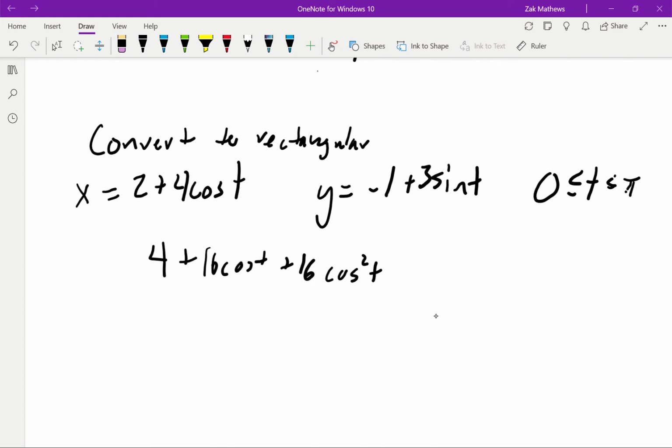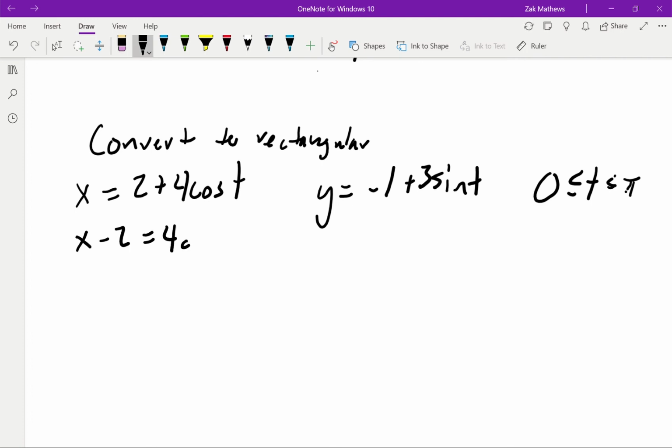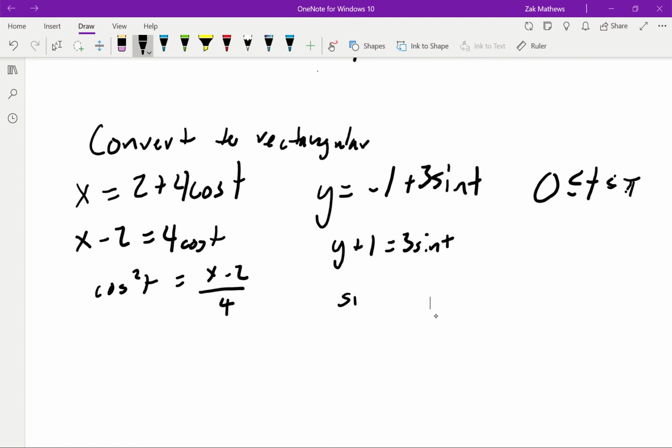So what I'm going to do first is isolate the trig functions. I'm going to subtract 2, then I'm going to divide by 4. So cosine t is equal to x minus 2 over 4. Same thing on the y, I'm going to add the 1, and then I'm going to divide by 3. So sine t is equal to y plus 1 over 3, like so. I don't need to square it on the cosine yet, I'm getting ahead of myself. So I've isolated the cosine and I've isolated the sine.